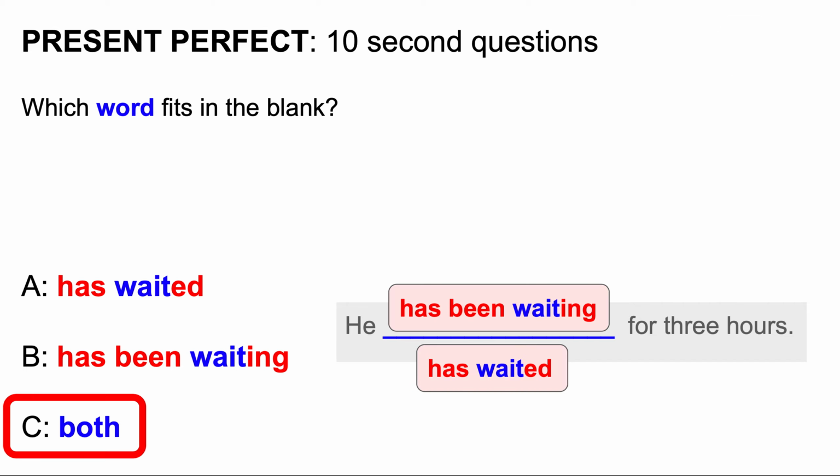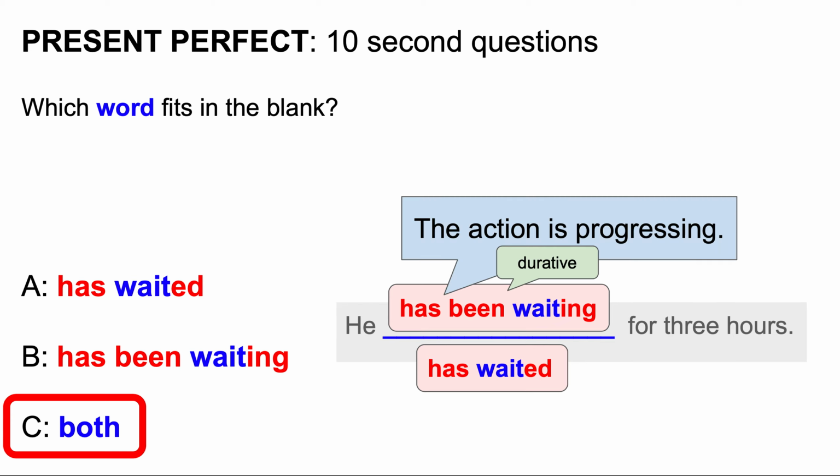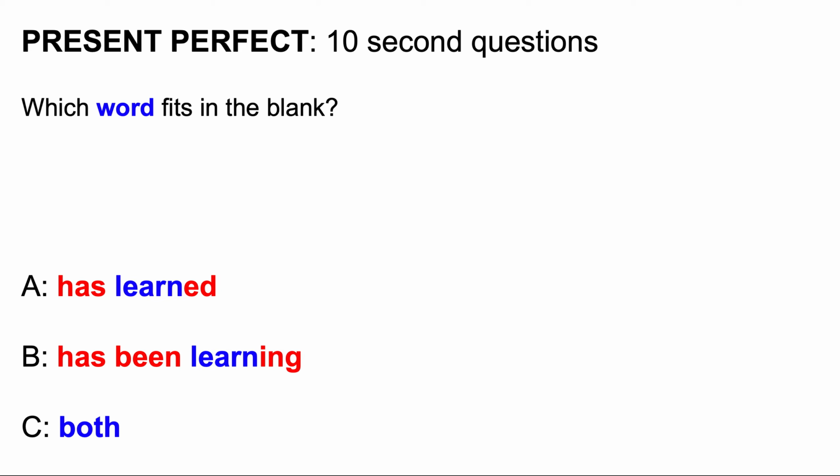We can use both. He has been waiting for 3 hours, and he has waited for 3 hours. We can use both because the action is progressing, and wait is a durative verb. It has no defined ending. Next.